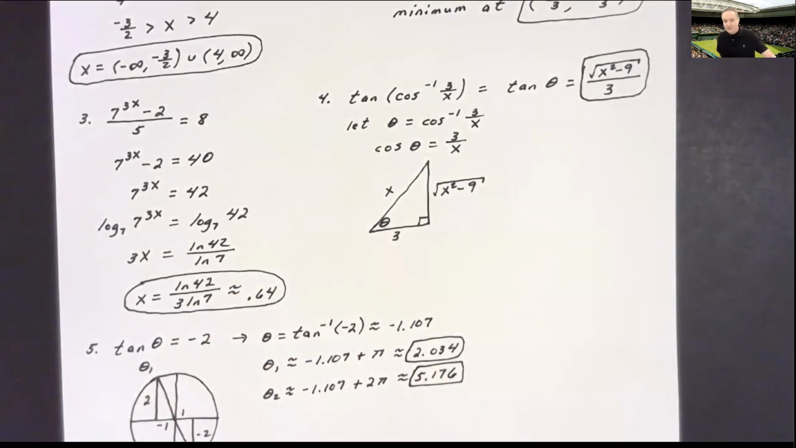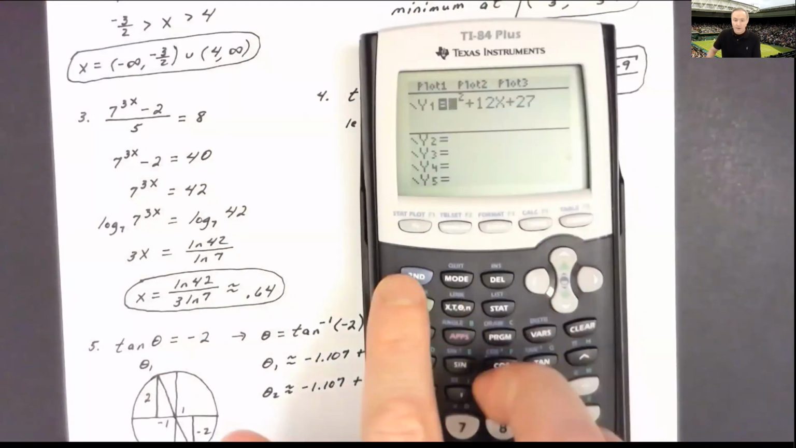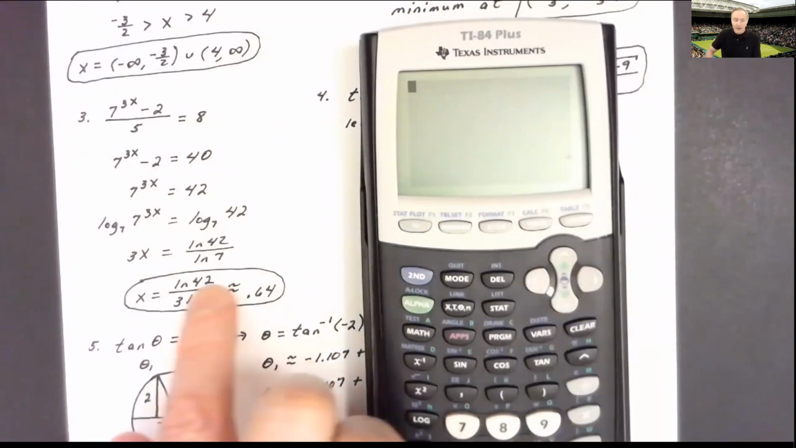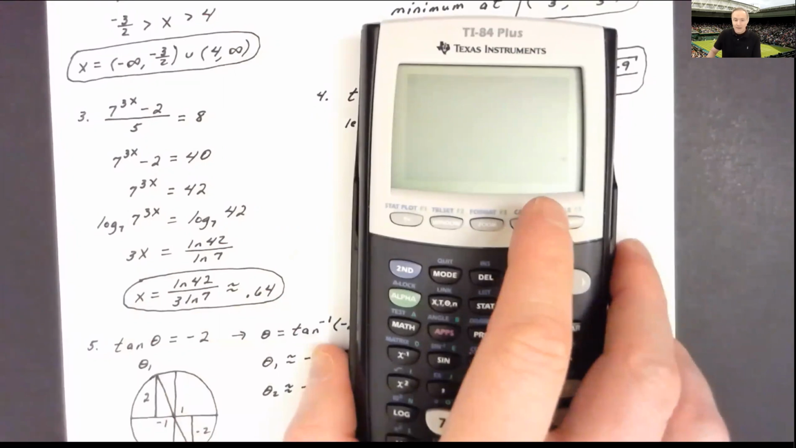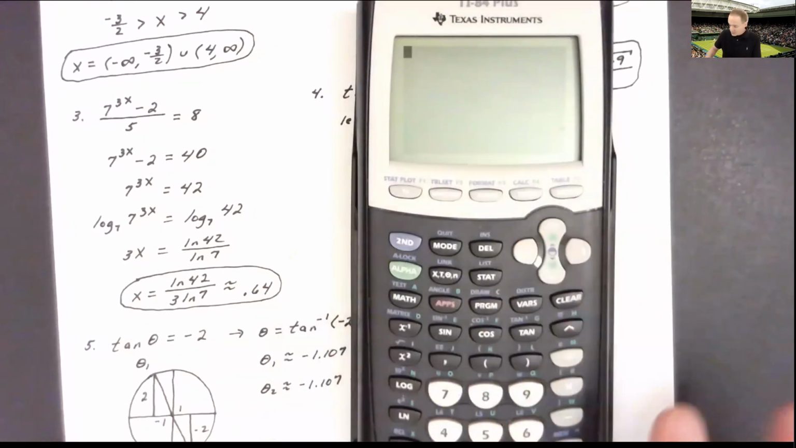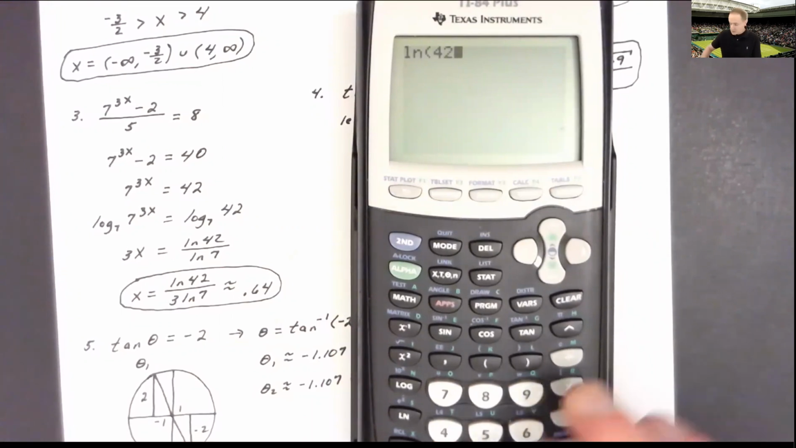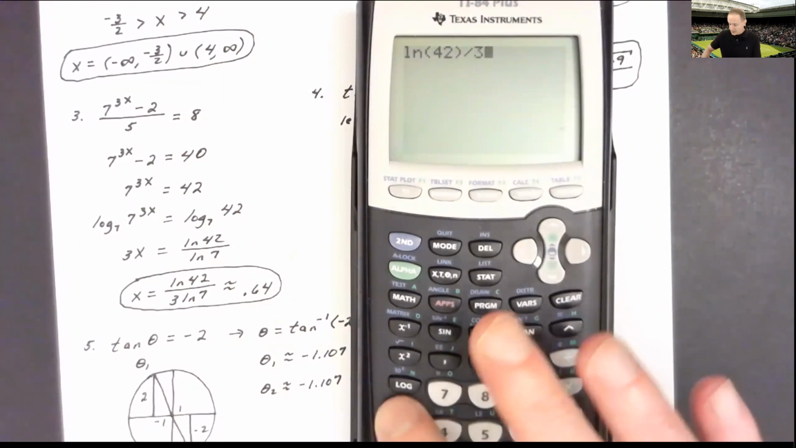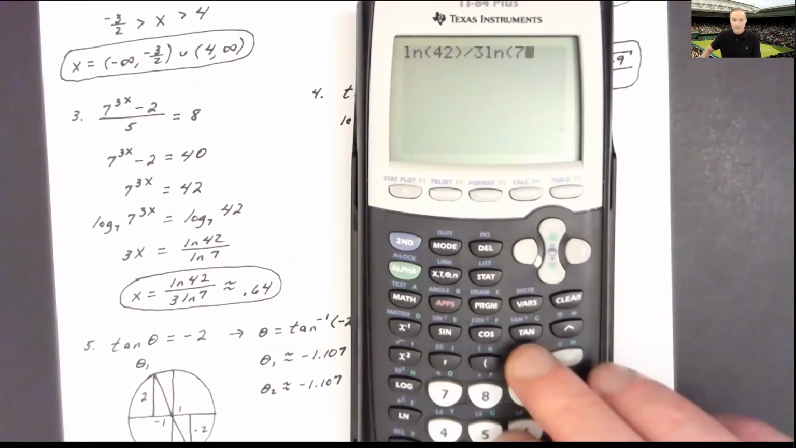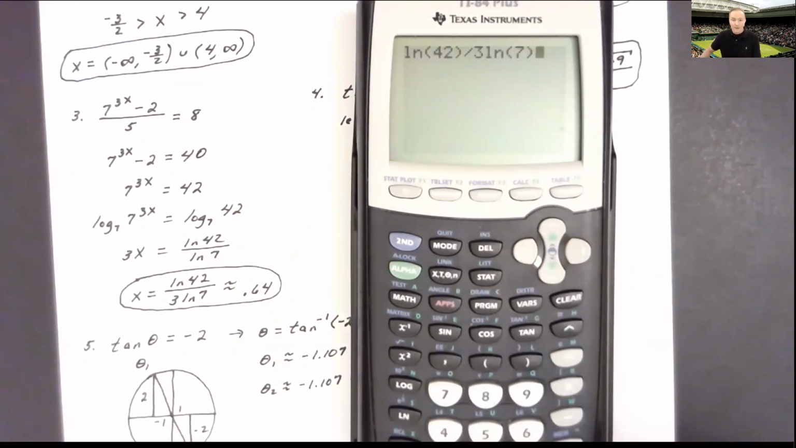Now, here's something, unfortunately, I see students do wrong quite often. They'll say, hey, I got this answer, but I'm not getting the decimal. Think about what I'm doing wrong right here. If I say the natural log of 42, and I'll divide that by 3 natural log of 7. This is wrong, hideously wrong. And you think, well, why is it hideously wrong?